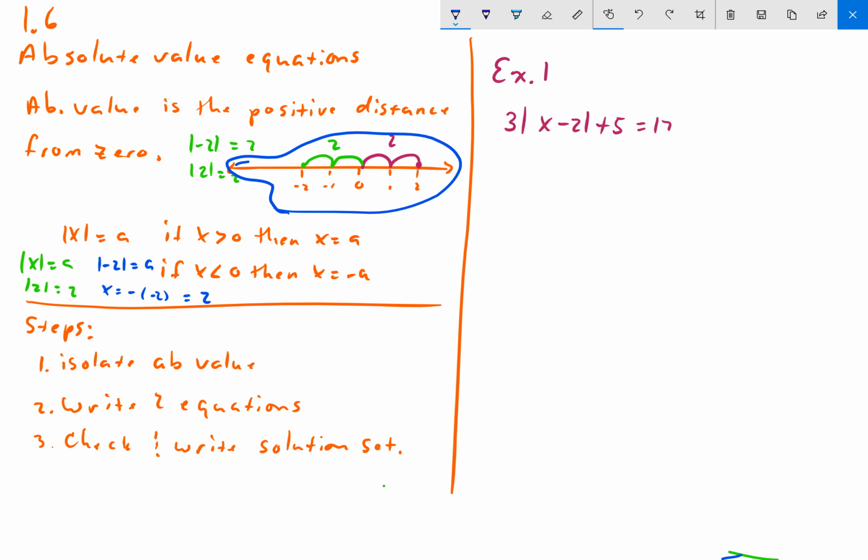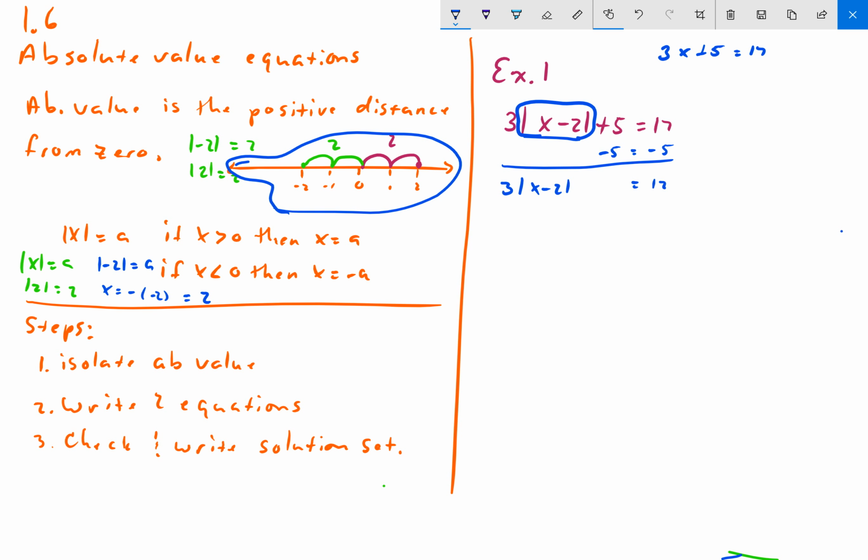So here you can see, here's my absolute value, and this is my unknown quantity, right? The whole thing, it actually sometimes helps to think of the whole quantity as my unknown. If we just had 3x plus 5 equals 17, you'd have no problem solving that. So what I'm going to do is this. I'm going to subtract 5 from both sides. And I'm left with 3 times the absolute value of x minus 2 equals 12.